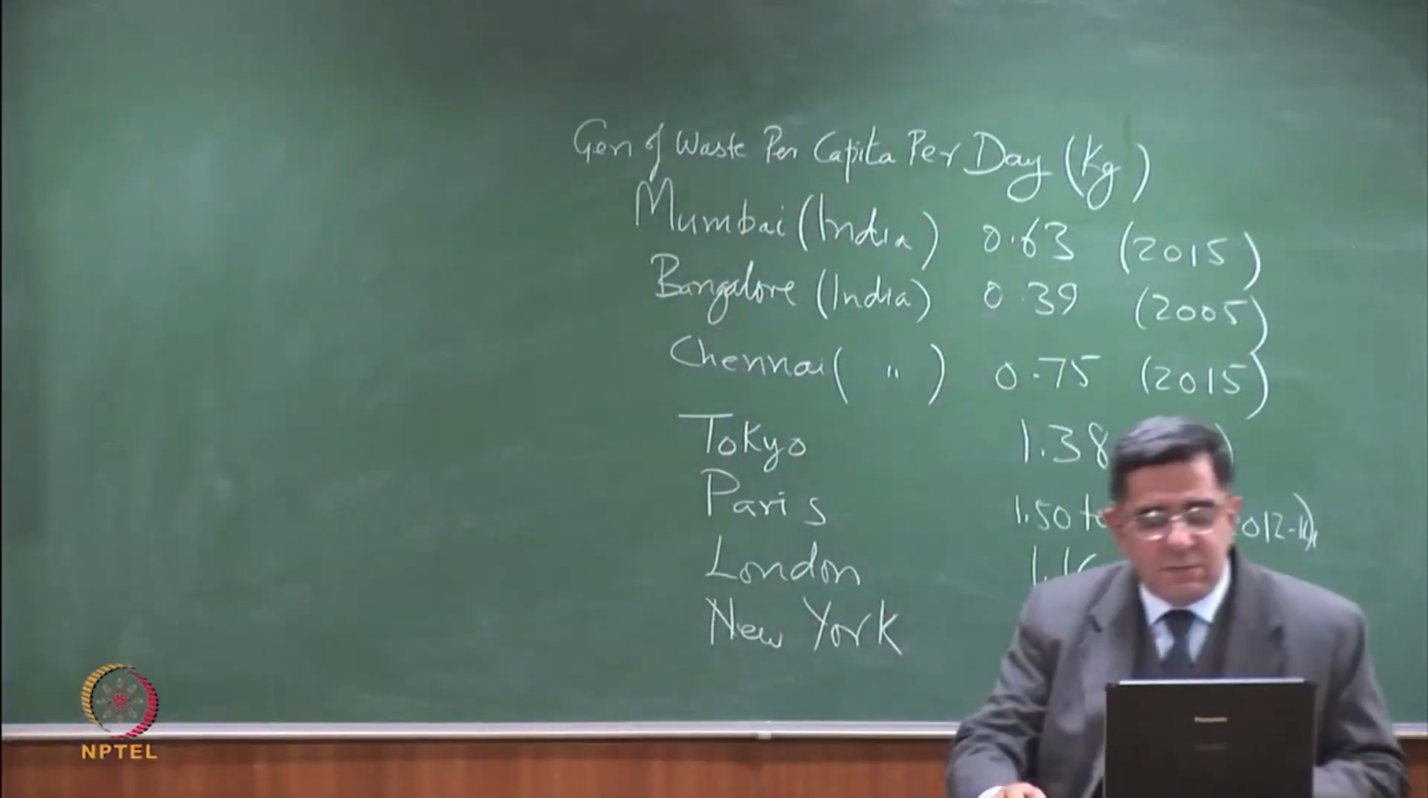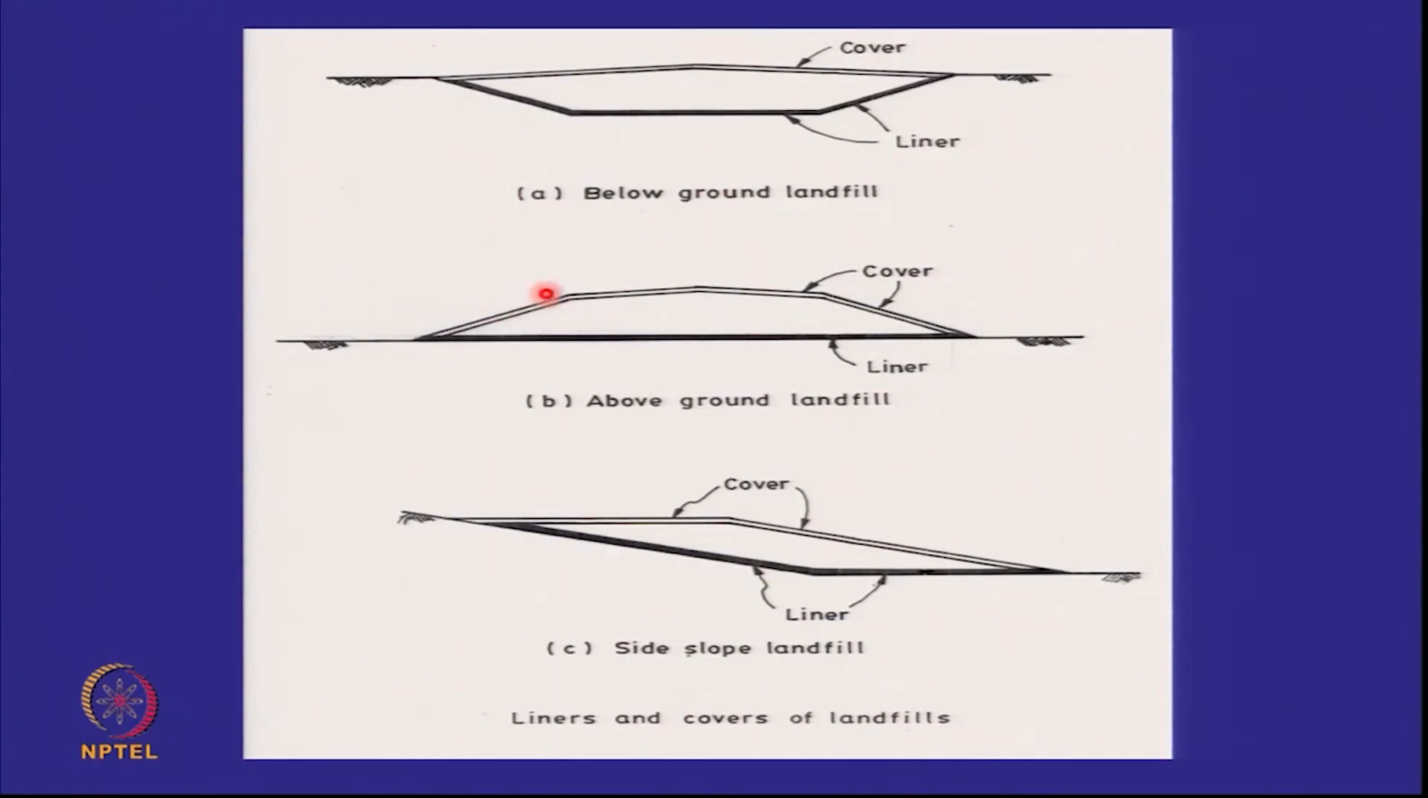Depending on the type of landfill, you may have more cover or less cover in comparison to the liner. Both are impermeable elements, a cover and a liner, in the dry tomb concept. If it's a below ground landfill, you can see the liner is more than the cover. If it's an above ground landfill, then the cover is more than the liner. And if it's a side slope landfill, then the cover and the liner appear to be similar in the quantities involved.